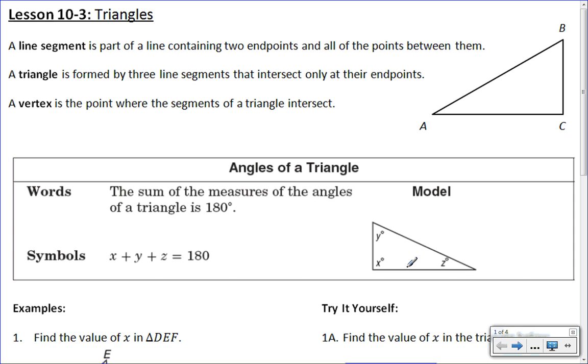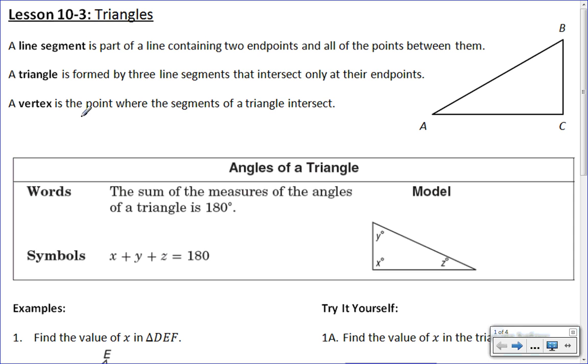Okay, this is lesson 10.3, triangles. A line segment is part of a line containing two endpoints and all of the points between them. So in this picture over here, for example, there's a line segment from point A to point B. A triangle is formed by three line segments that intersect only at their endpoints. So you see our triangle here formed by segment AB, segment BC, and segment AC.